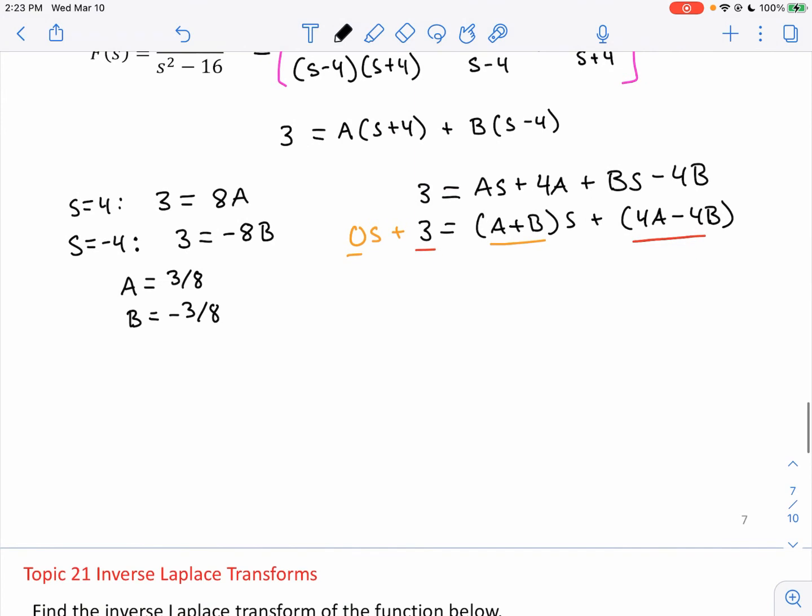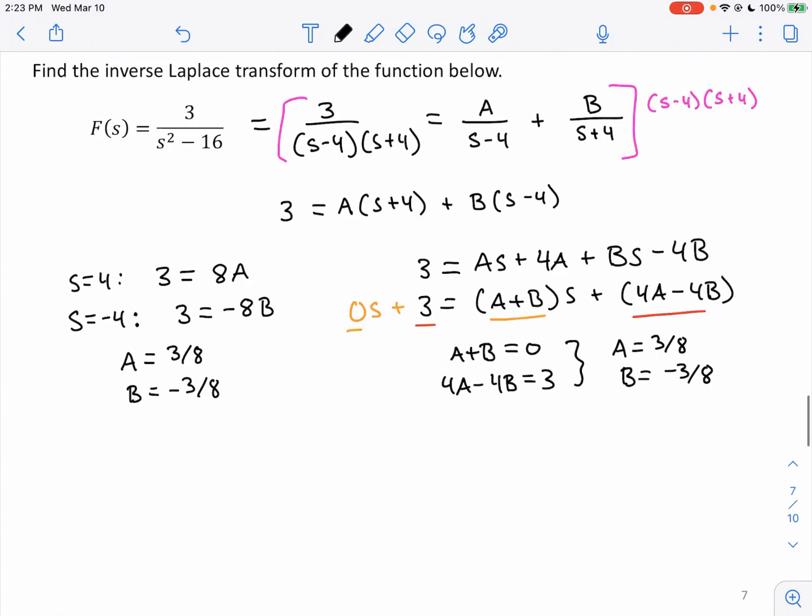When you do this, you create a system of equations. We know that a plus b needs to be 0, and we also know that 4a minus 4b needs to be 3. And when you solve this system of equations, you're going to get the same answers. You're going to get a equals 3/8, and b is equal to negative 3/8. So either way you do this, you find your unknown constants, and then we are ready to rewrite capital F.